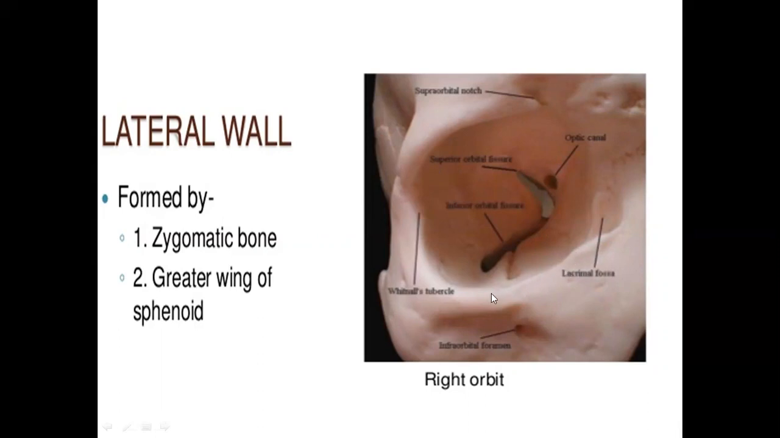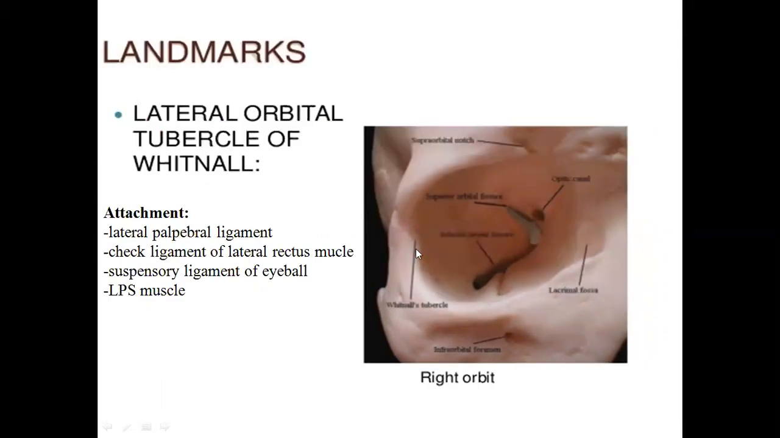And see here, the floor separates the orbital cavity from the maxillary air sinus, and the roof of the orbital cavity separates the orbital cavity from the anterior cranial fossa. So the lateral wall of the orbital cavity is the thickest and strongest wall, and it is formed by the frontal bone, the greater wing of sphenoid, and the zygomatic bone. And the landmark over the lateral wall is the Whitnall's tubercle.